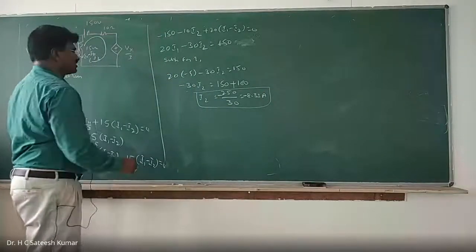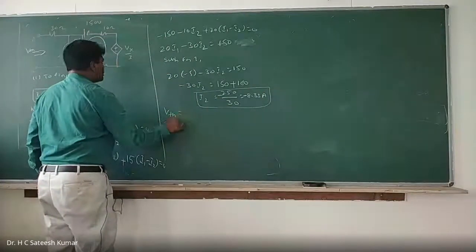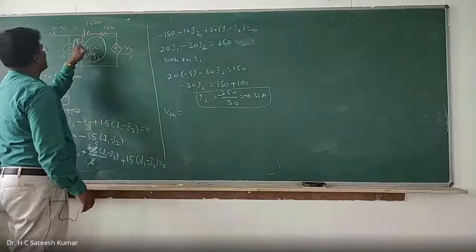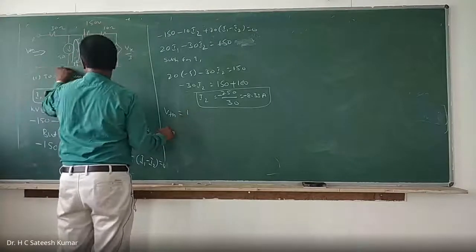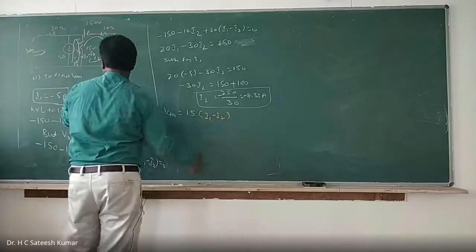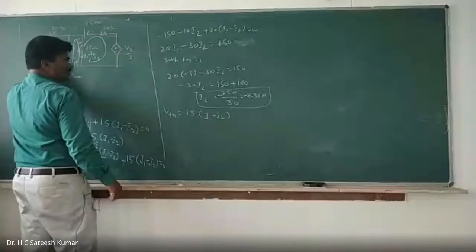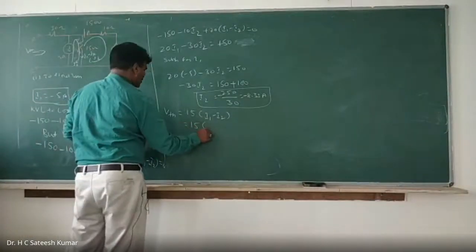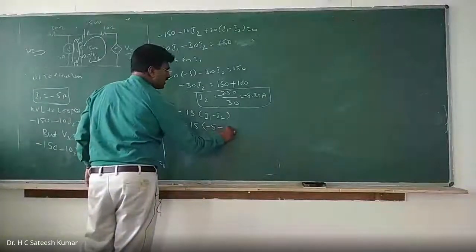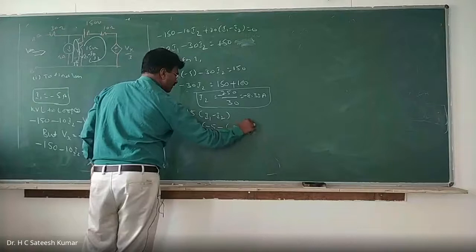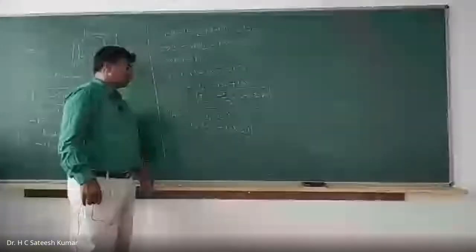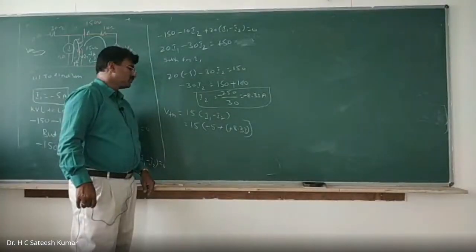Now, what is VTH? I can go this way, or the easiest way is this one. So plus 15 into I1 minus I2, going from here to here. This is open, so no current will flow. Therefore 15 into I1, which is minus 5, minus I2, which is minus 8.33. Minus of minus is plus: 8.33 minus 5, into 15.